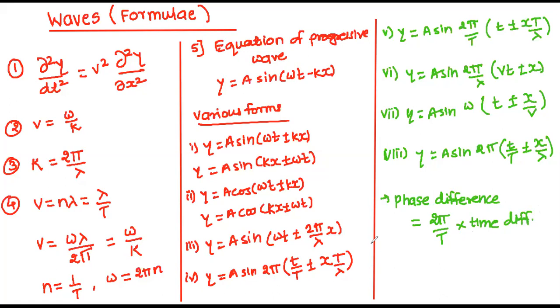Next formula. This is also for phase difference only. Phase difference is equal to 2 pi by lambda into path difference. Here, what is PD? Phase difference. 2 pi by lambda into path difference. Pause the video. Note down all these formulas. Maintain a neat and clean notebook. Write formulas carefully.